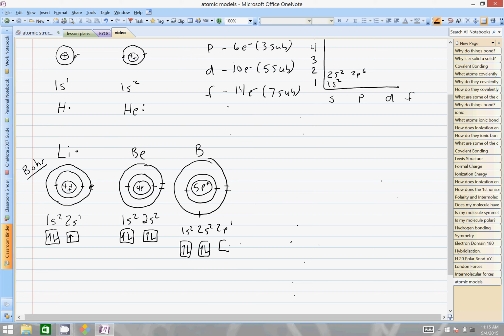The p orbital has 3 suborbitals, and I might draw them all just to show that. Any box is fine. Up or down is no matter. Just pick one.